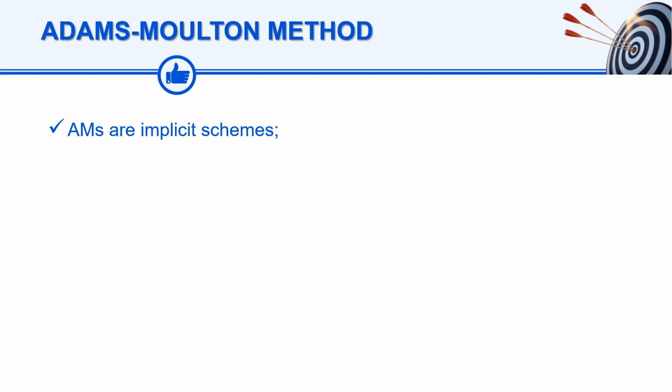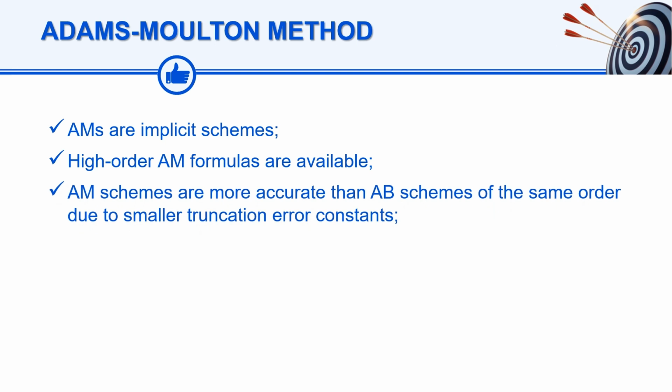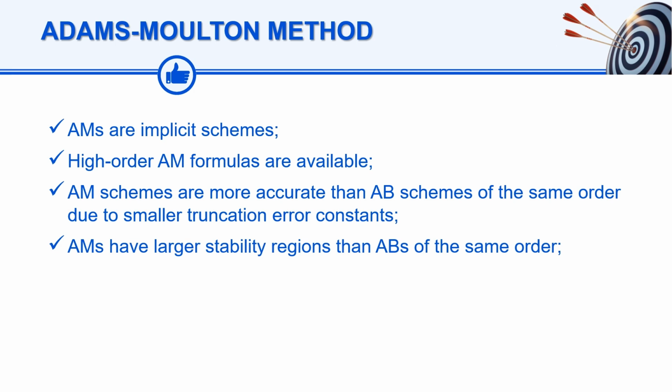The advantages of the Adams-Moulton method are: AMs are implicit schemes. High-order AM formulas are available. Adams-Moulton schemes are more accurate than Adams-Bashforth schemes of the same order due to smaller truncation error constants. Adams-Moultons have larger stability regions than Adams-Bashforths of the same order.